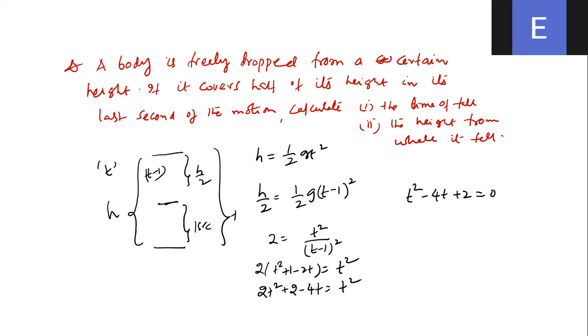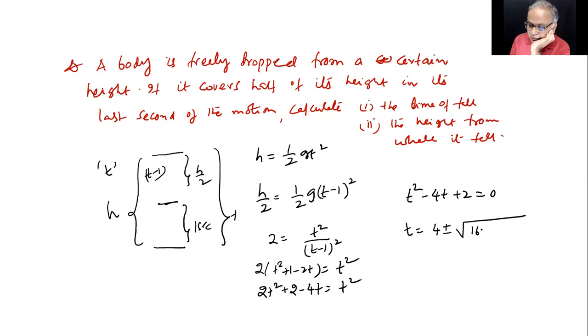Is that all right? Yes, sir. So what should I do now? We can directly use the formula. t equals, tell me. Minus b, that is minus of minus 4, which is 4, plus or minus root of b square minus 4ac. b square is 16, minus 4 into 1 into 2, that is 8.